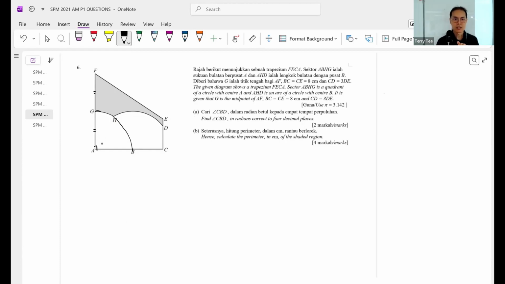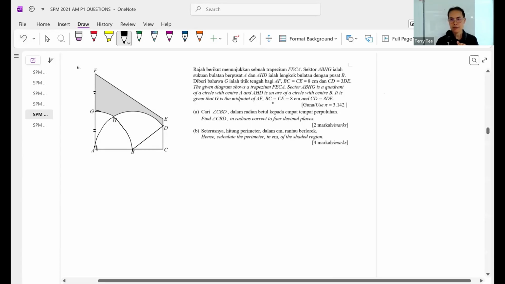AHD is an arc of a circle. Oh, my arc is very ugly. Arc of a circle. Okay. So if it's an arc sector, I just join this together. This is a sector. Okay, my sector is a bit ugly as well. Okay, right. They say that G is a midpoint of AF.